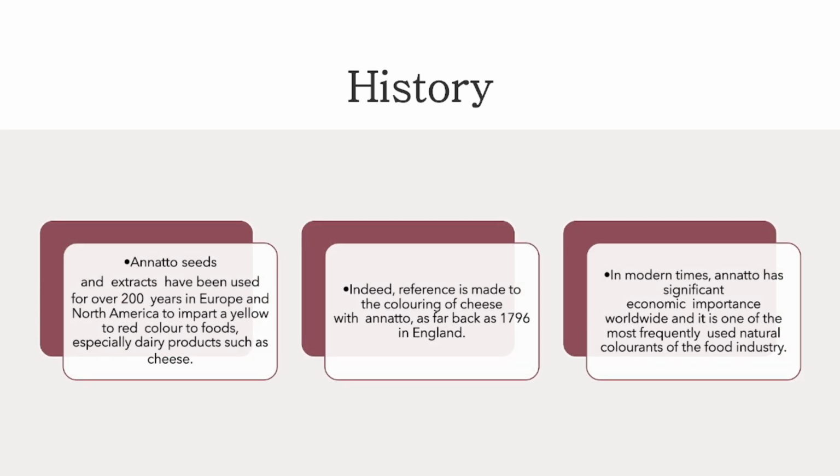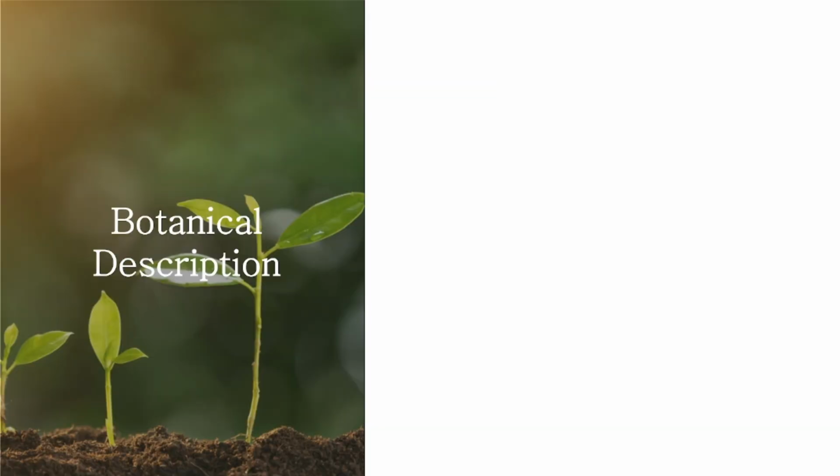Now, let's move to the history part. Annatto seeds and extracts have been used for over 200 years in Europe and North America, mainly to impart a yellow to red color to foods such as cheese, which is a dairy product. Indeed, reference is made to the coloring of cheese with annatto as far back as 1796 in England. In modern times, annatto has significant economic importance worldwide, and it is one of the most frequently used natural colorants in the food industry.